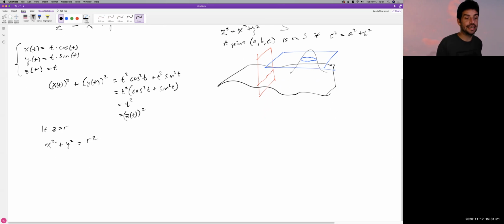We might recognize this as the equation of a circle with radius r. Let's just write circle with radius r. That's what these slices look like, and I'm going to illustrate what this looks like in just a minute. So this is a circle with radius r.